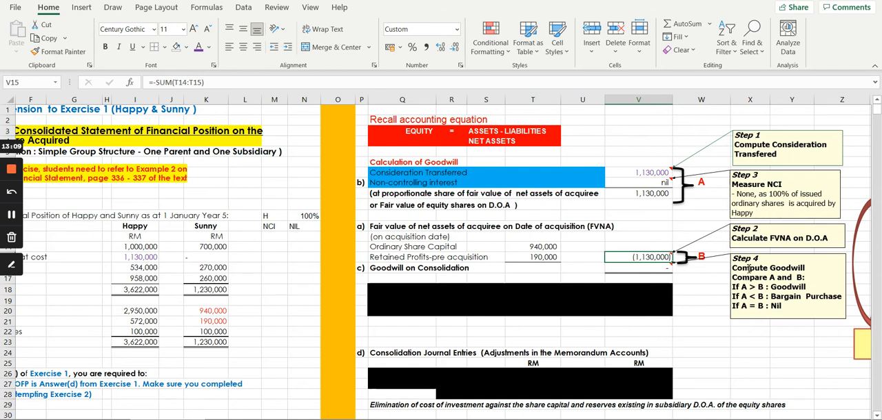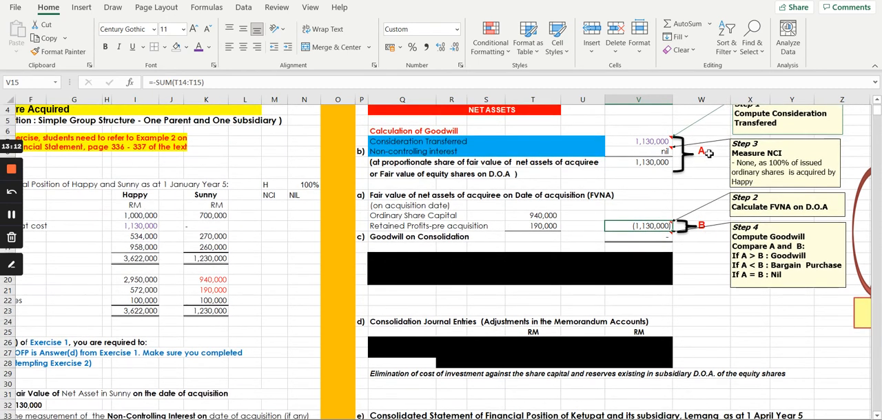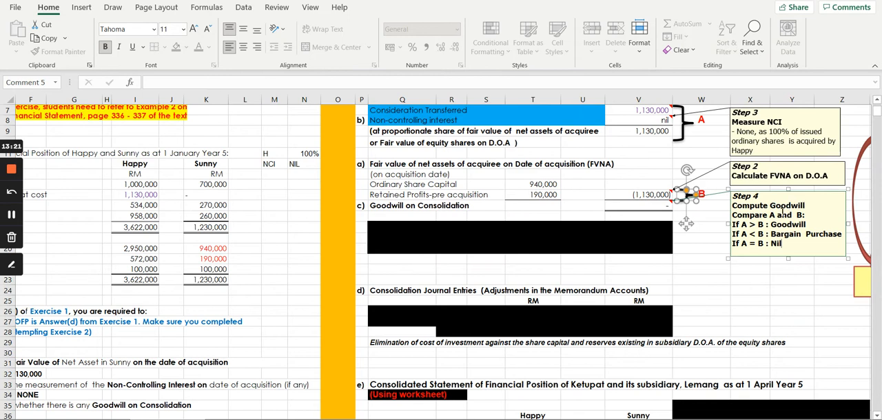So if you go and find the goodwill, you are going to compare whether there is an excess of A over B. So I've put some equation here. If you were to compute goodwill, you need to compare A and B. If A exceeds B, that will give rise to goodwill on consolidation. If A is less than B, that will give rise to a bargain purchase, but you need to do some review for that. And if A is equal to B, which is in our case, A is the total consideration transferred and non-controlling interest, the total is 1130. That also equal to the total fair value of net asset.